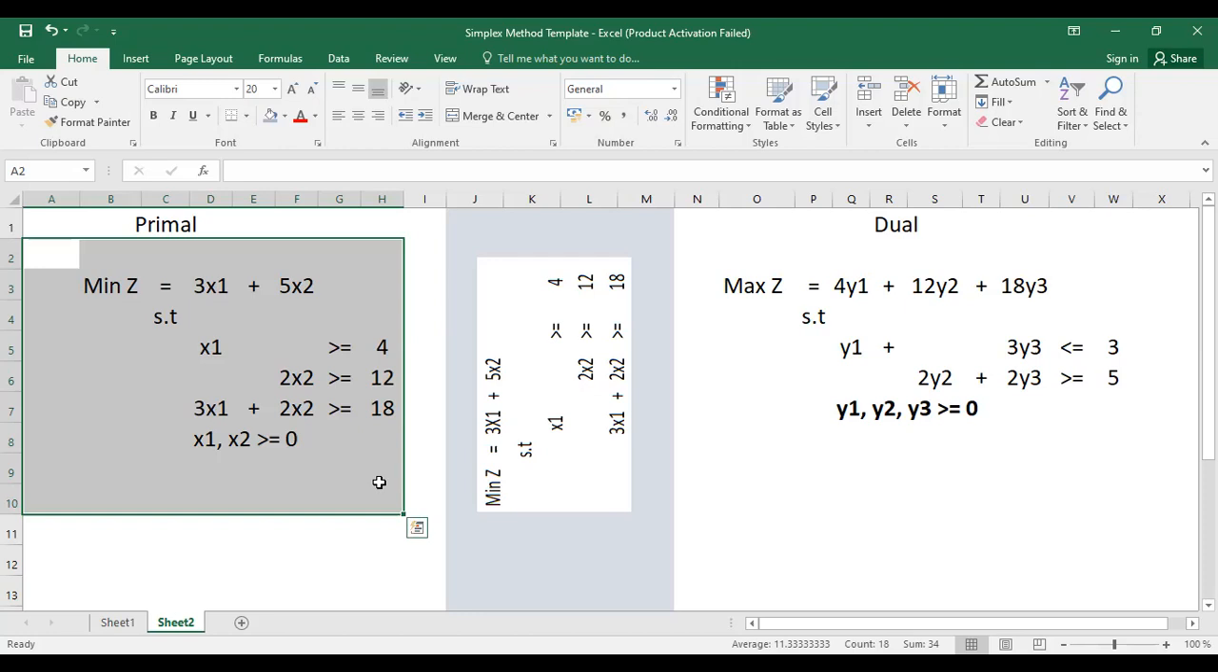So you may want to jot it down. The objective function coefficient swaps position with the right-hand side of the constraints in duality. That is the first change, one of the changes that takes place.